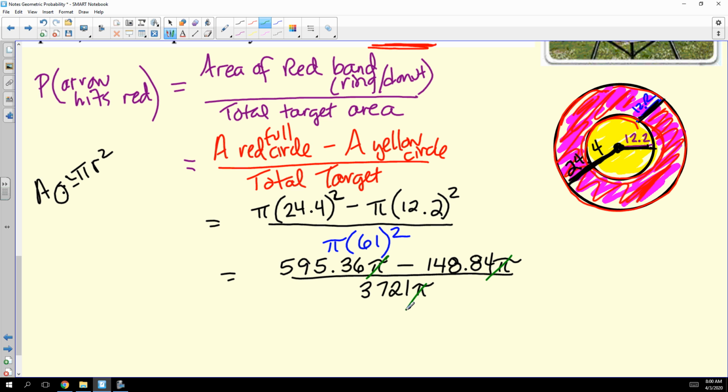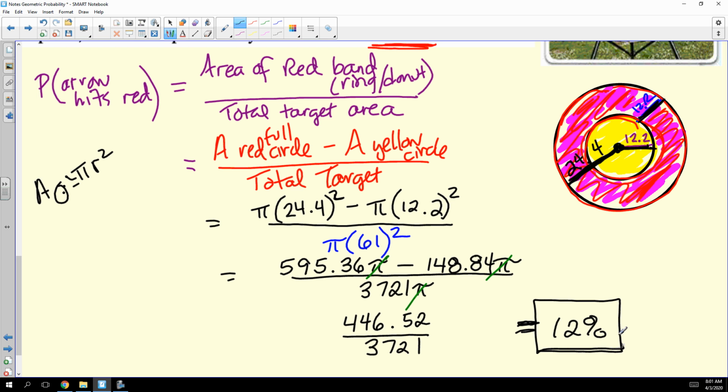Then 595.36 minus 148.84 is 446.52, divided by 3721. It's unusual that we would leave that as a fraction, and that gives us 12%. So 12% is the probability that the arrow hits the red circle. Got it? And that's all we're going to do for geometric probability now.